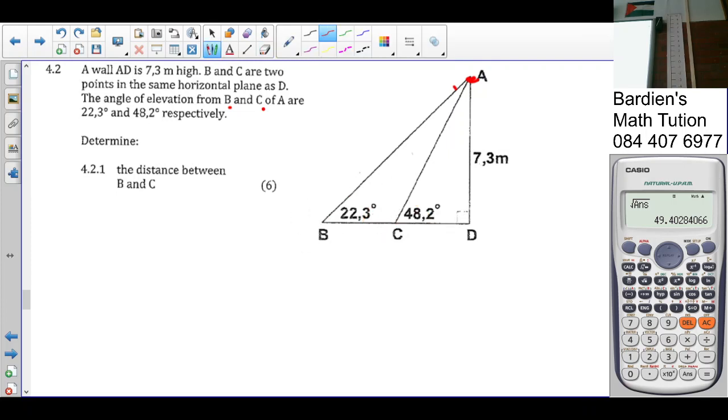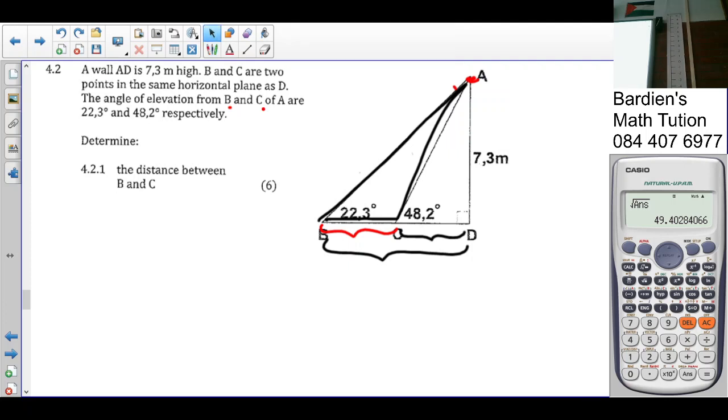I'm going to calculate this distance between B and C. First find BD, yes? And then you calculate CD, yes? You subtract the 2 and you'll get that. Not so? Because this here does not fall within a right angle triangle. So I can't use sine, cos and tan as I normally do. Sine, cos and tan only work in right angle triangles. Make sense? Right, so let's go with that.